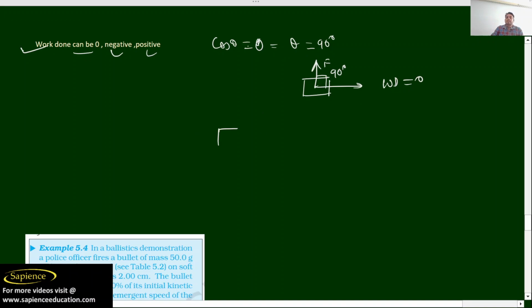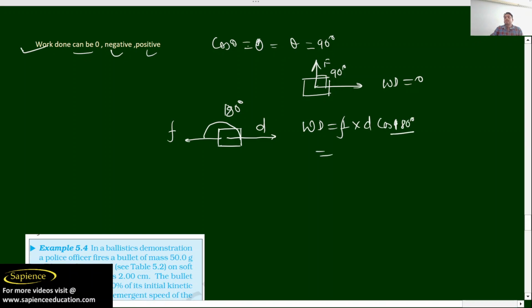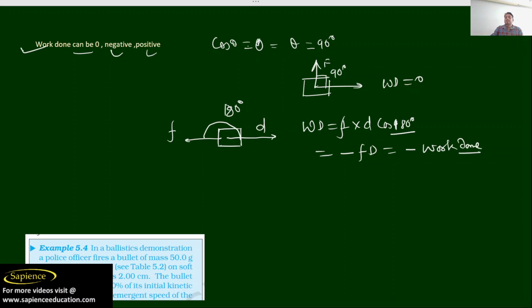Now case 2, when work done is negative. For example, an object is moving in this direction, so displacement is in this direction, but the force applied, like friction force, may be there. So friction force is applied in this direction, and the angle between these two is 180 degrees. So work done will be equal to friction force into displacement into cos 180 degrees. Cos 180 degrees value is minus 1, so minus F d, so that is negative work done. So this is the negative case.